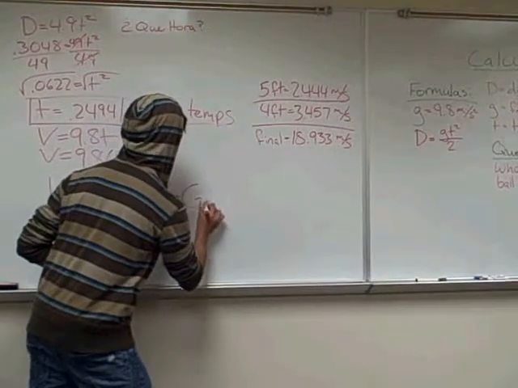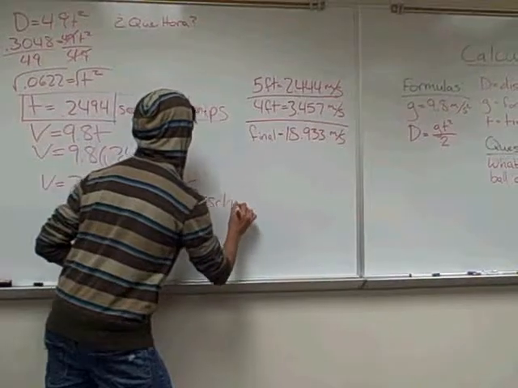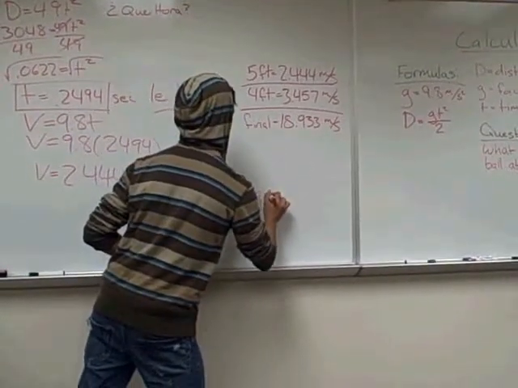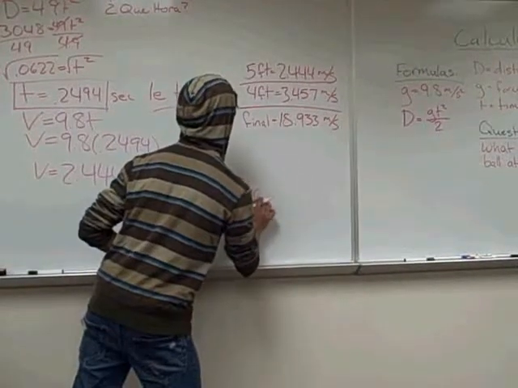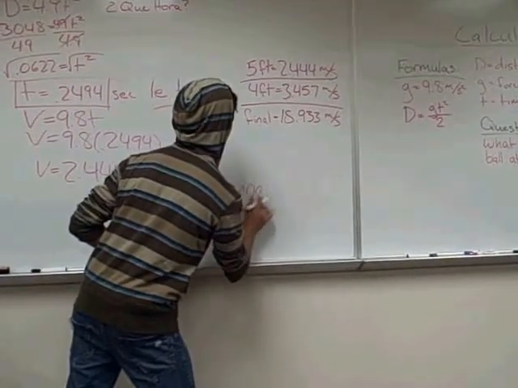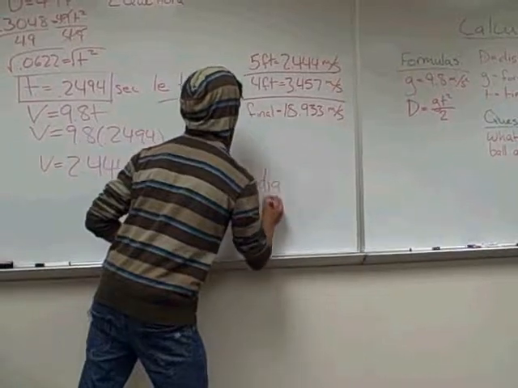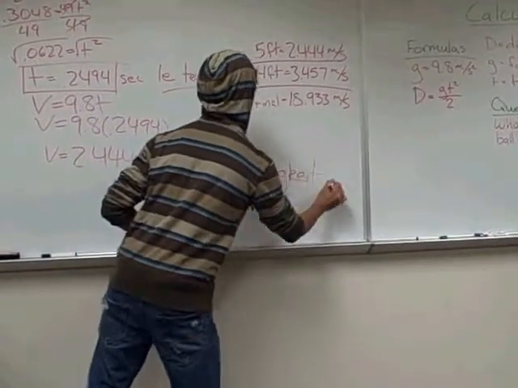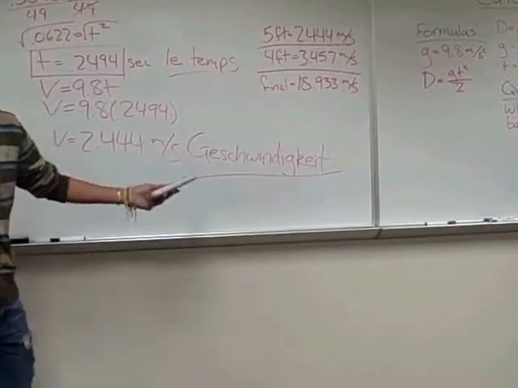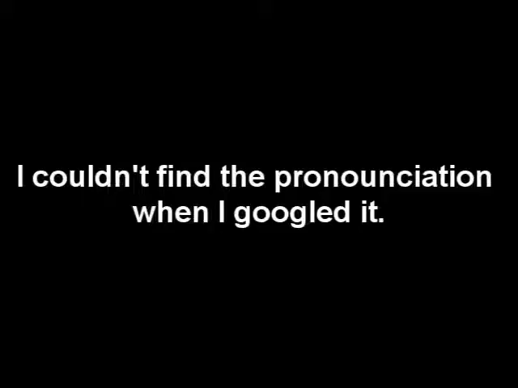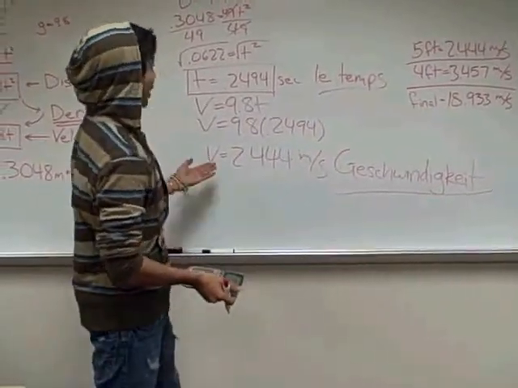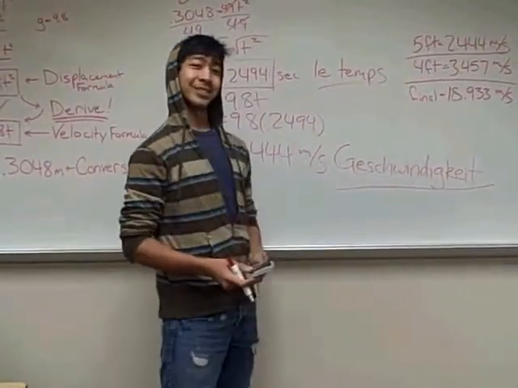And here's another knowledgeable thing for you. Actually, I spelled that wrong. Don't ask me how to pronounce it, but that's German for velocity. And there you go. That is your velocity at 5 feet.